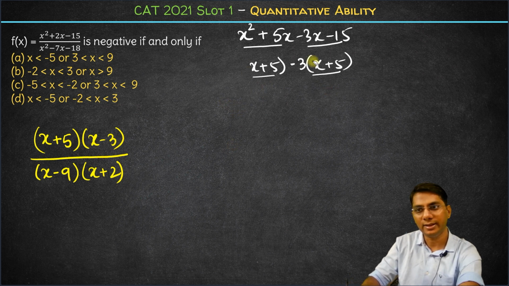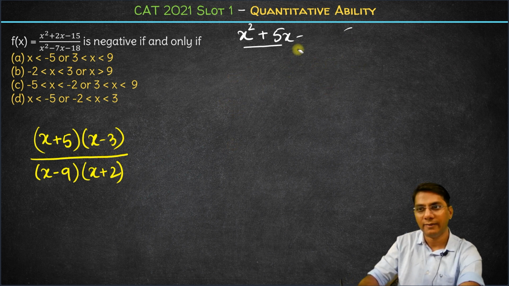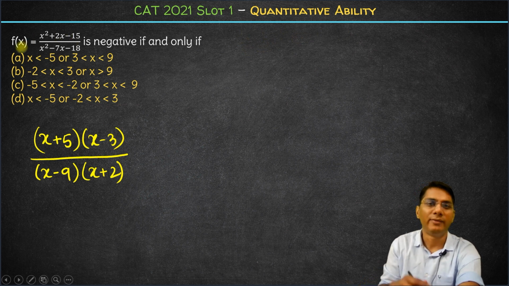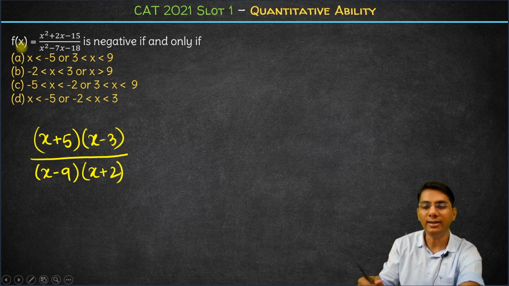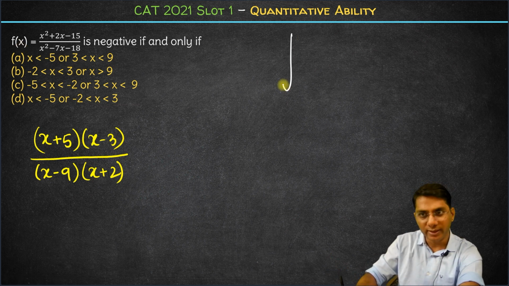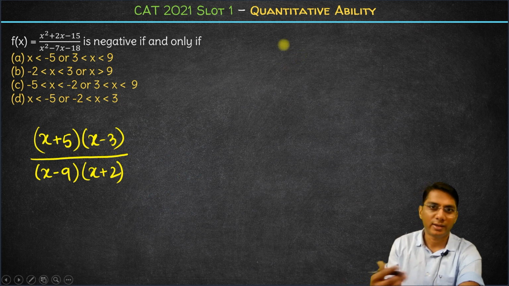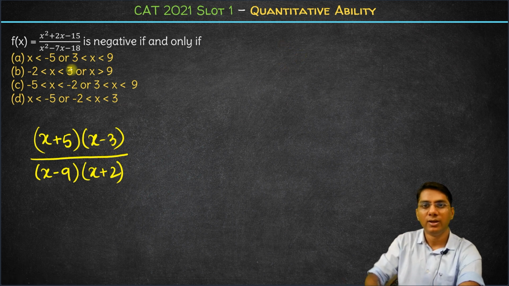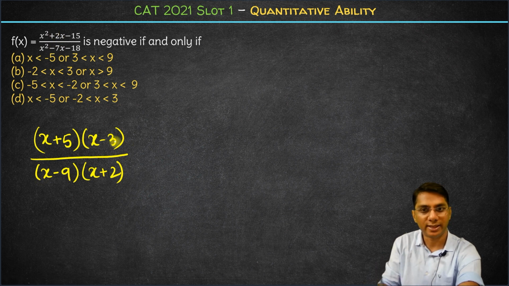Similarly, you can factorize the denominator as well. Factorizing is easy because the coefficient of x square is 1, right? If the coefficient of x square was not 1, if it were 2, 3 or something like that, we would have had to do it properly. But since x square's coefficient is 1, whatever numbers we get from the split will give us directly the factorization. So this is what we have.